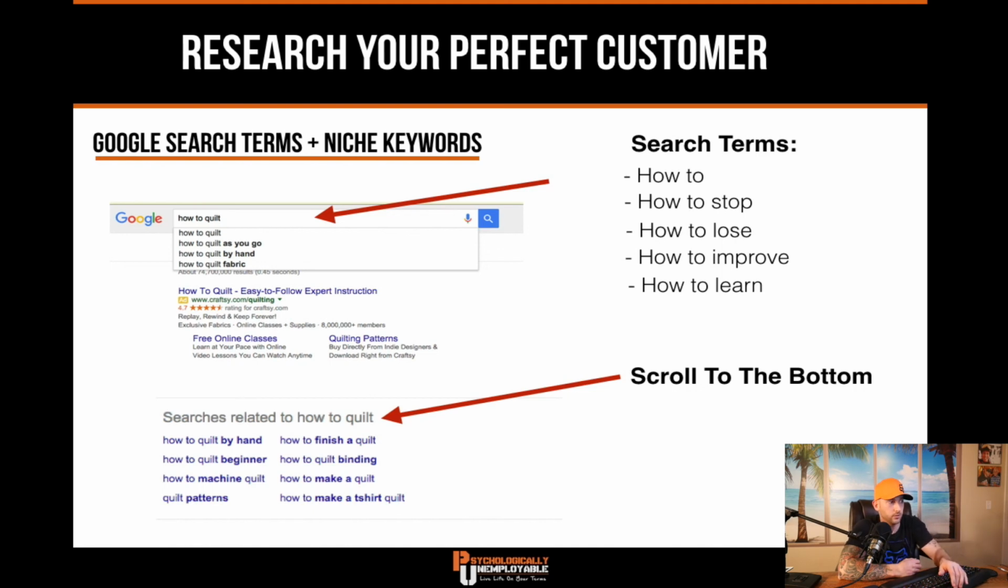So they're going to show you other things they think are related. Like, if you search how to quilt, now you scroll to the bottom and it's going to give you related suggestions, like how to quilt by hand, how to quilt beginner, how to machine quilt, quilt patterns, how to make a t-shirt quilt, how to quilt binding. These are all things that you should be noting down. These are ideas for content in the future. These are ideas for doing research about your customer. This process is going to help you so much.